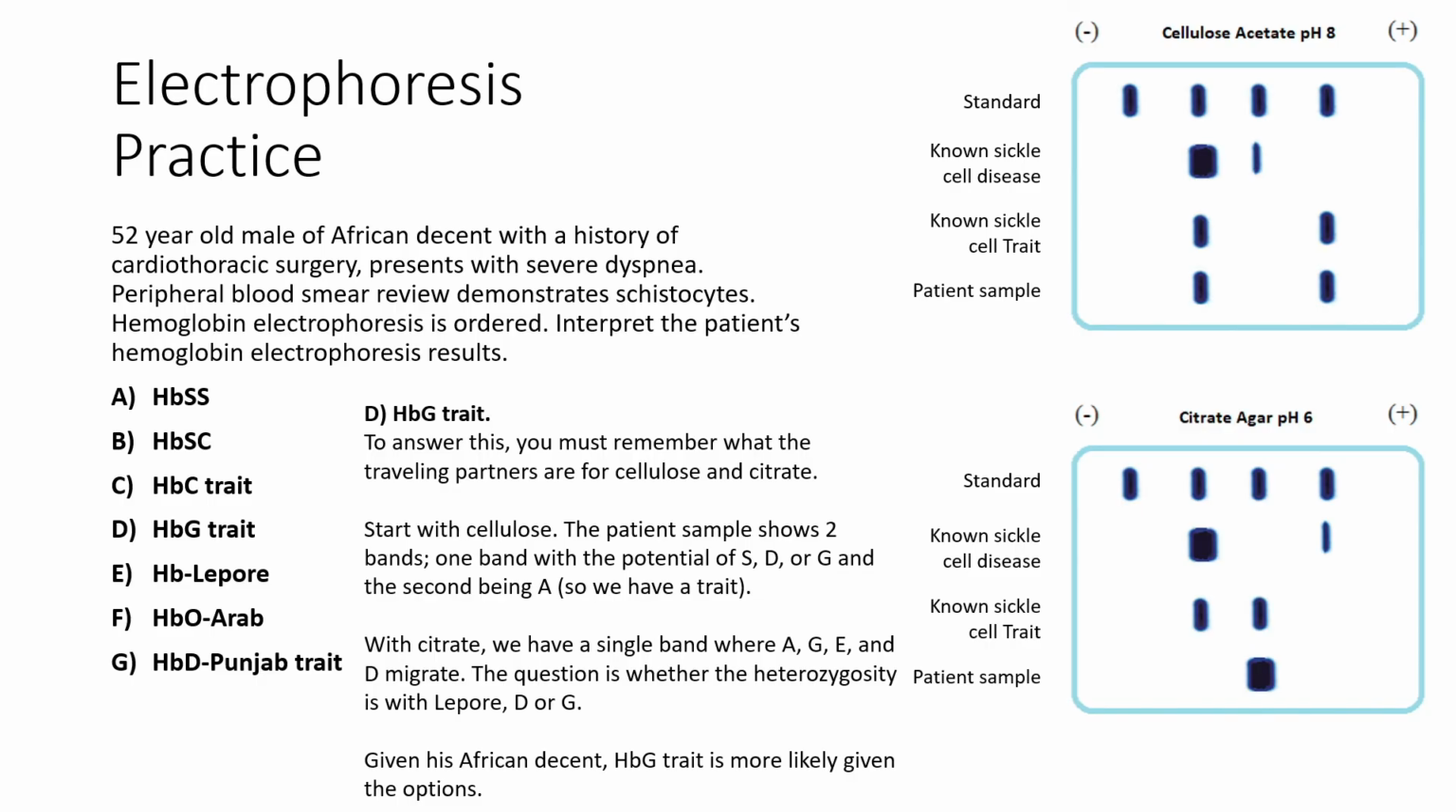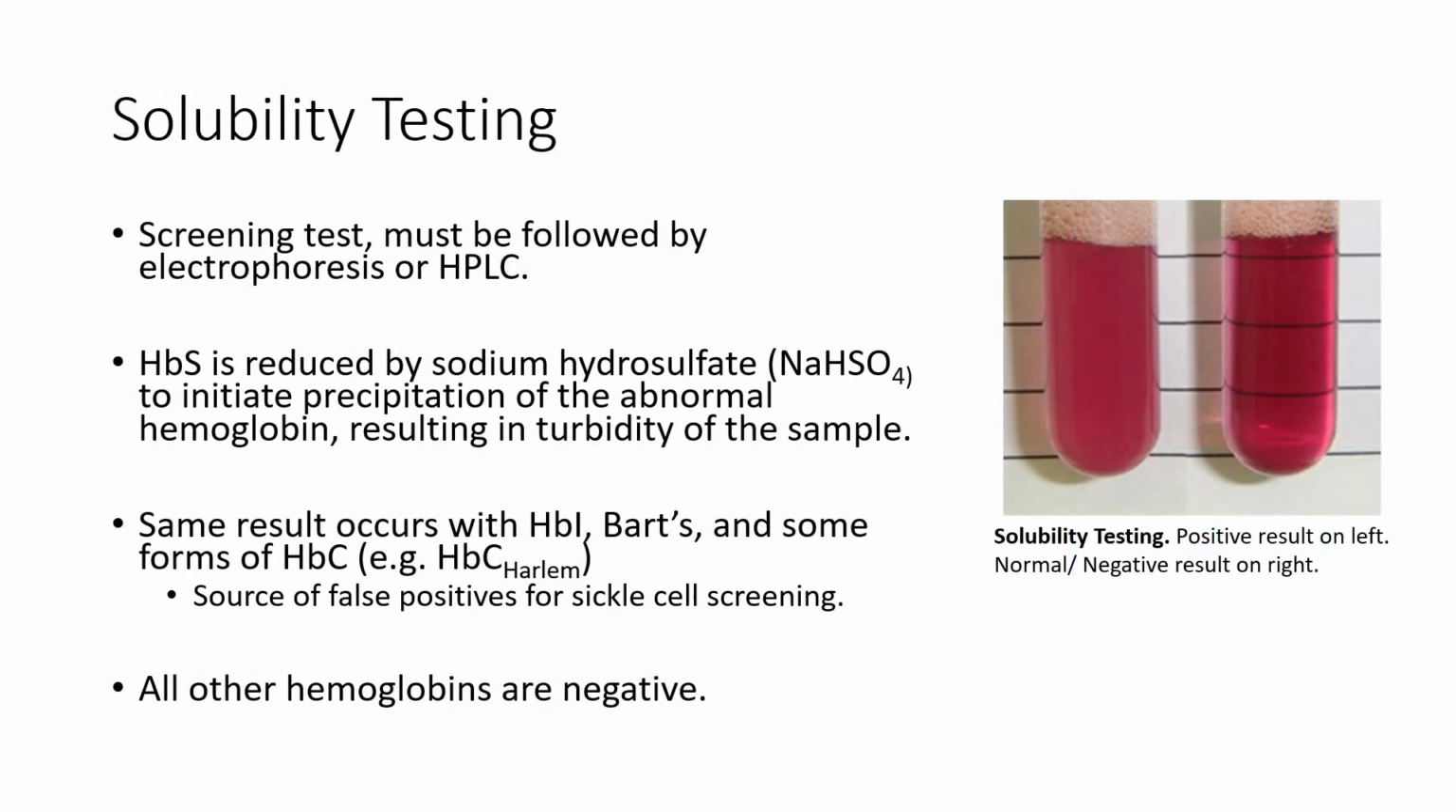The hemolysis seen on the peripheral blood smear was meant to throw you off, and is likely the result of a mechanical valve given his cardiac history. The last thing I want to discuss is solubility testing. This is a screening test for hemoglobin S. The idea behind it is that we initiate precipitation of hemoglobin S using sodium hydrosulfite. This precipitation of abnormal hemoglobin out of the blood obscures our visualization of lines behind the tube, resulting in a positive screening result as seen in the image.